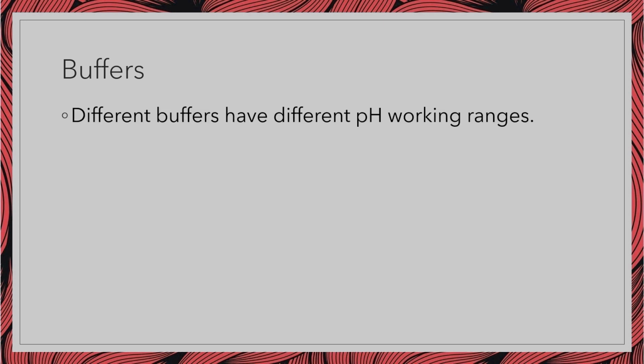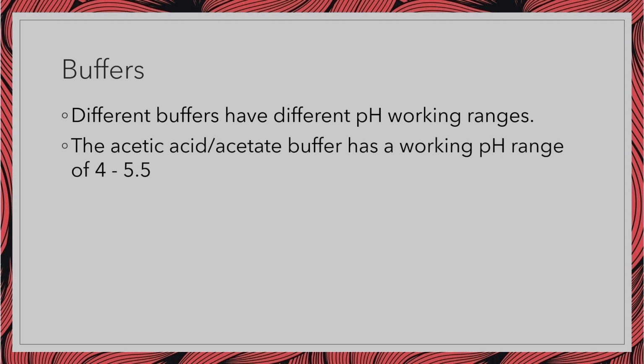Different buffers have different pH working ranges. Okay, so our working range is the pH that the buffer works on. The acetic acid acetate buffer has a working pH range of 4 to 5.5. So if we make up an acetic acid acetate buffer, that's the pH it's going to hold at, somewhere between 4 and 5.5.